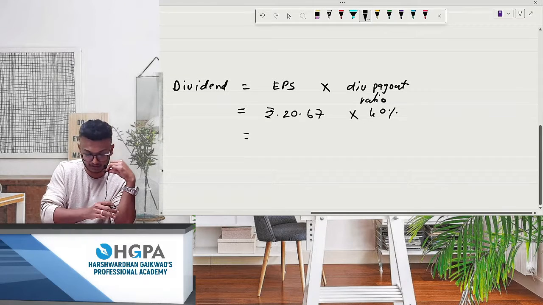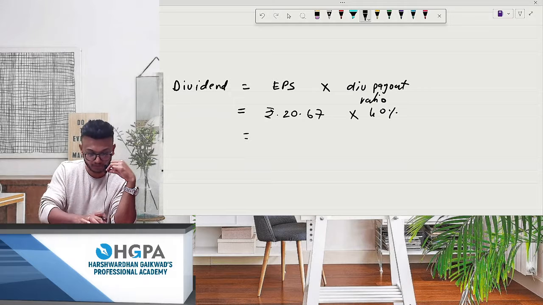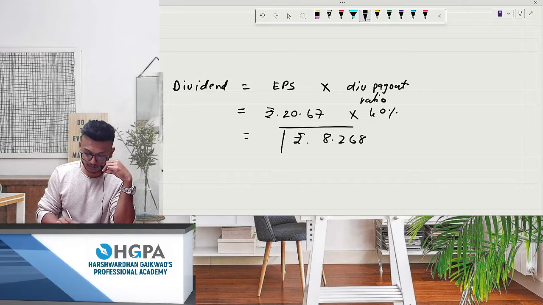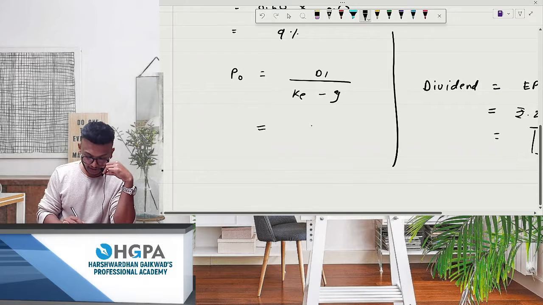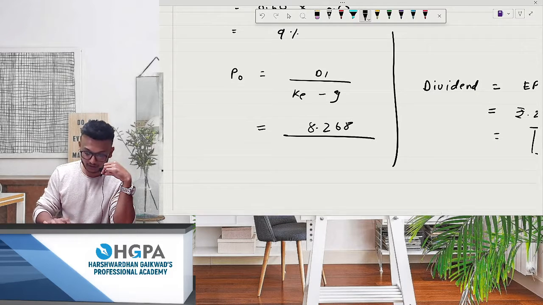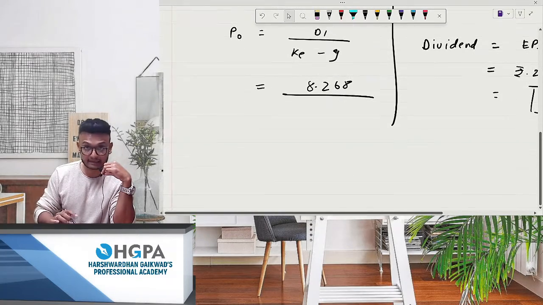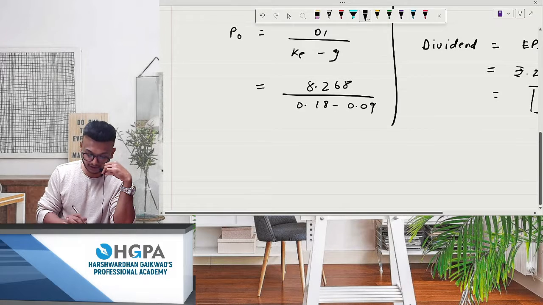So please see how much it is: 20.67 into 40%. This will come out to 8.268. Sir, what is this? This is my D1. Okay, now please go over here. 8.268 upon your cost of equity, that is 18%, and you've already computed the growth, that is 9%. 0.18 minus 0.09, that's your answer.